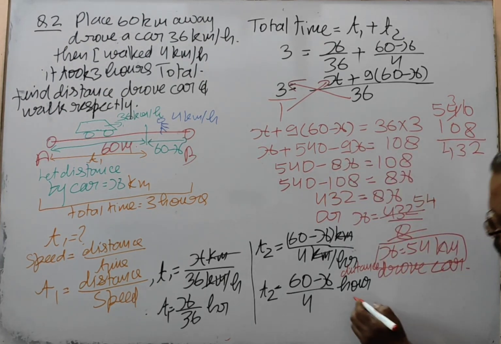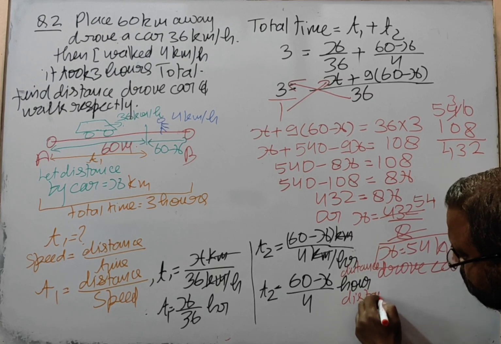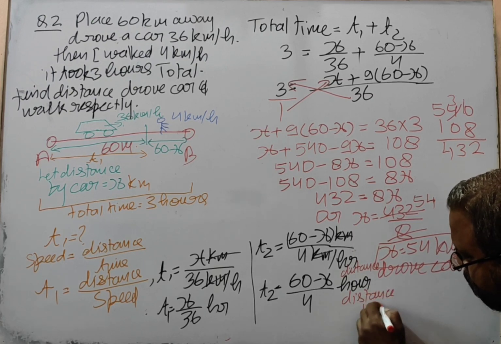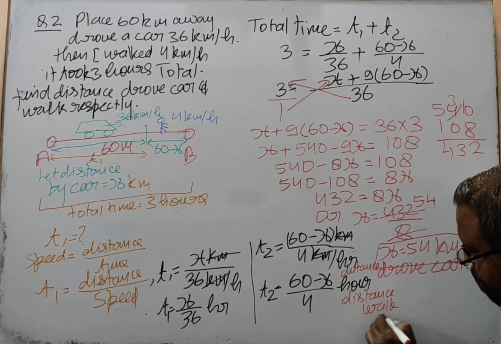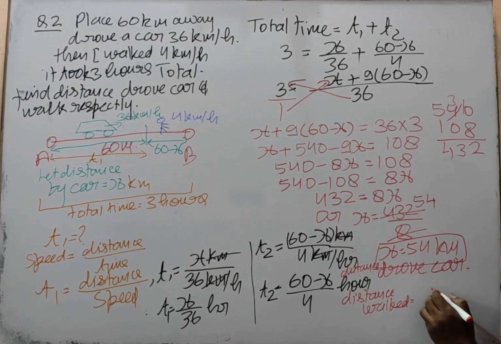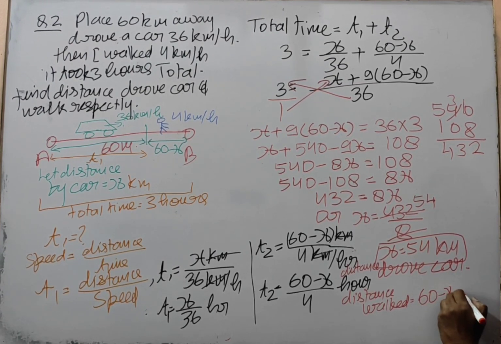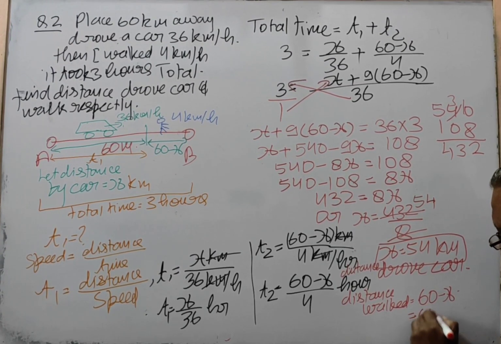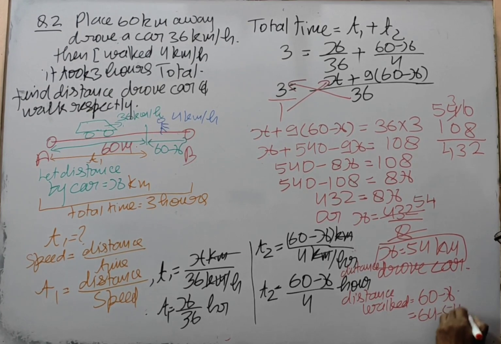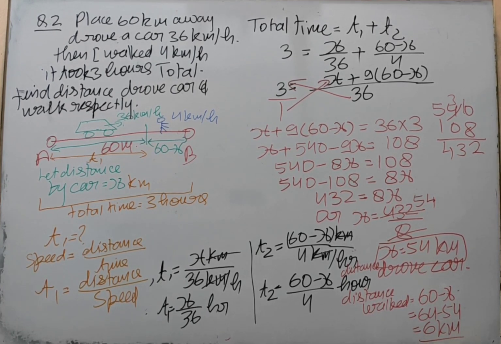Now the distance walked is how much? Distance walked is equal to 60 minus x, is equal to 60 minus 54, is equal to 6 kilometers. Getting? So the distance walked is 6 kilometers. Right?